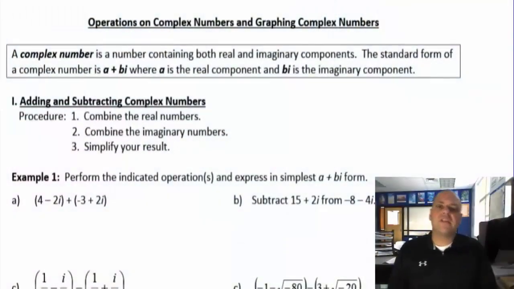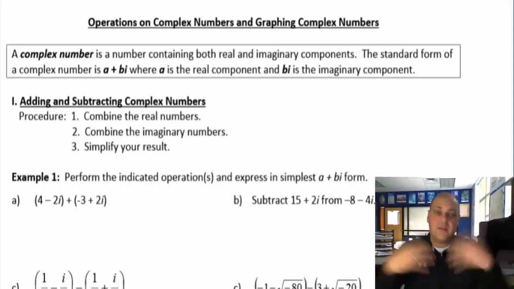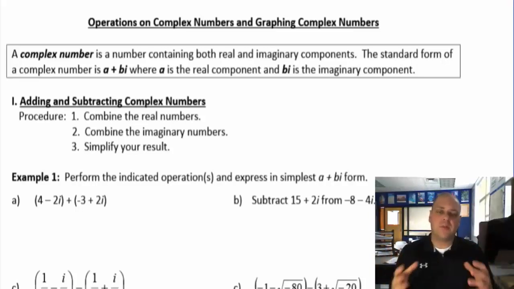Alright, operations on complex numbers. We're going to roll through this pretty quickly here. We got into imaginary numbers, and we learned where imaginary numbers come from, that square root of a negative. Now we're going to talk about complex numbers, which are basically an imaginary number and a real number put together. It's essentially an imaginary number because it contains an imaginary number, but it's called complex because it has a real portion. It's like a binomial, a real plus an imaginary.